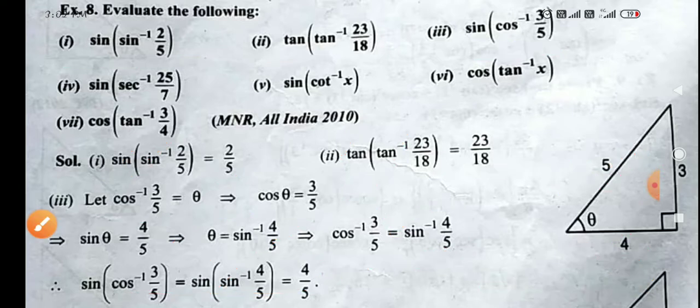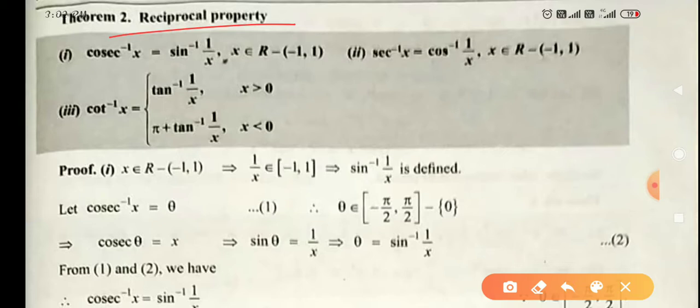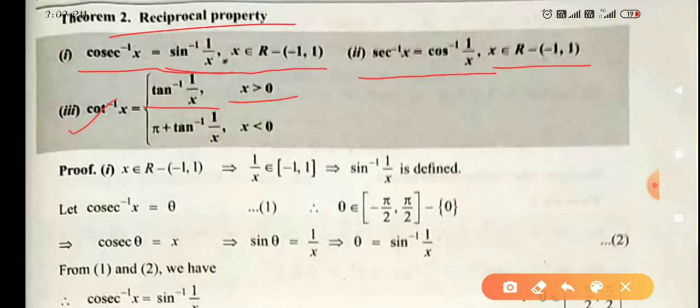Next point is coming. Second property, the reciprocal property. What is the reciprocal property? Cosec inverse x can be written as sine inverse 1 upon x. But the condition is given: x must belong to real numbers except the values between minus 1 and 1. Then only you can write cosec inverse x equals sine inverse 1 upon x. In the same way, sec inverse x equals cos inverse 1 upon x. Again the condition is there, x must be a real number except the values between minus 1 and 1. Then you can write cot inverse x equals tan inverse 1 upon x if x is greater than 0.